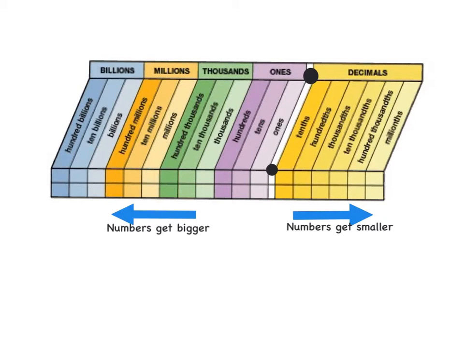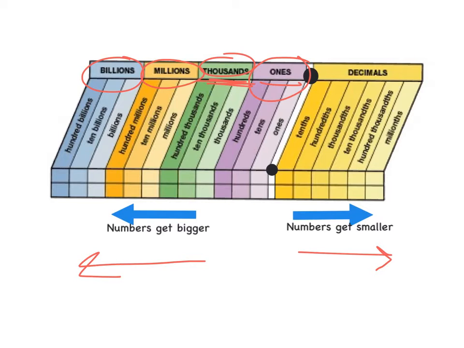As you notice on this chart here, it says that as we go to the left, numbers are getting bigger. So think about it. Thousands and millions and billions are bigger than ones, right? And as we go to the right, numbers get smaller. We have thousands and then the ones. That's smaller, and then we have decimals, which are even smaller. So, place value charts help us recognize what value a number has.